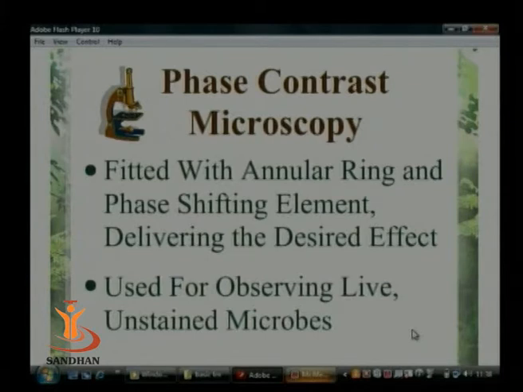It is because whenever light traverses across an object, two different types of rays are generated, the diffracted rays and the refracted rays, which are also called the first order rays and the second order rays.